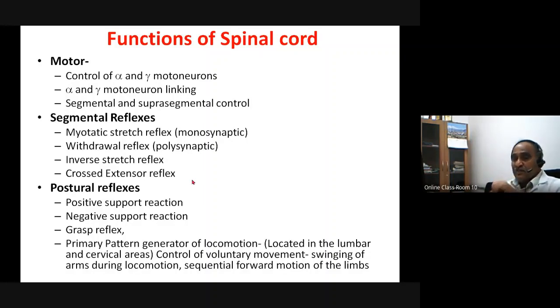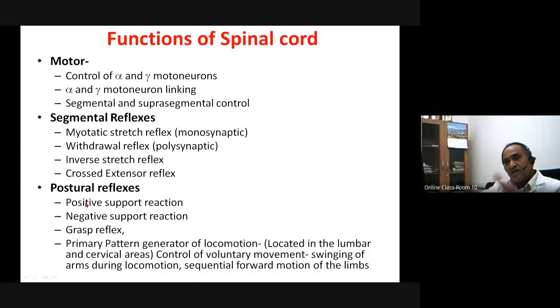Then there is what is called the positive support reaction. Whenever the foot or the limbs are placed, the inputs from the skin on these areas send impulses so that the extensors get activated. That's the extensor support. It makes the limbs rigid, pillar-like structures. That is the positive support reaction. This is a postural reflex where the center is in the spinal cord.